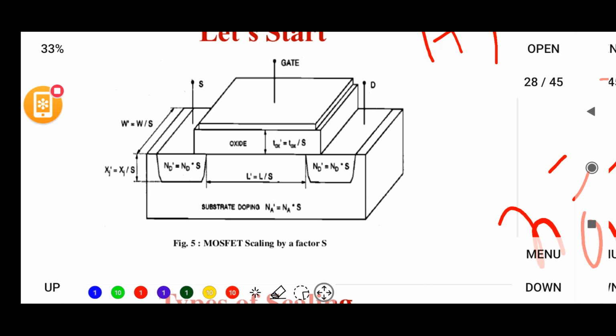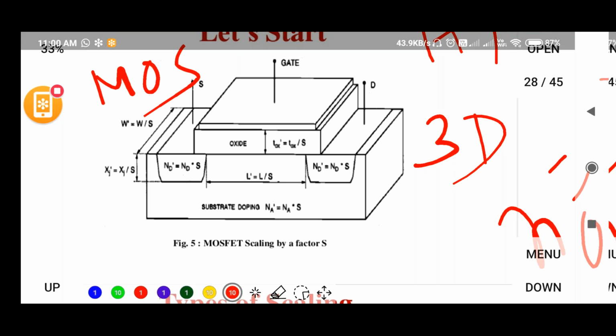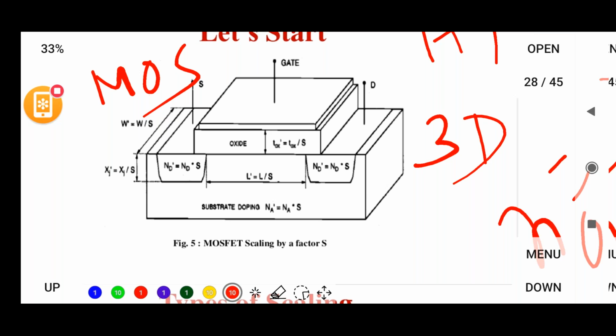Okay, so this is the 3D view of your MOS transistor. Here, so many parameters are in your device, not only W and L. Many other parameters are also involved. So if you reduce W and L, of course other parameters you have to also change at the device level. Just see in this slide, this is the complete structure or the construction part of your MOS transistor.